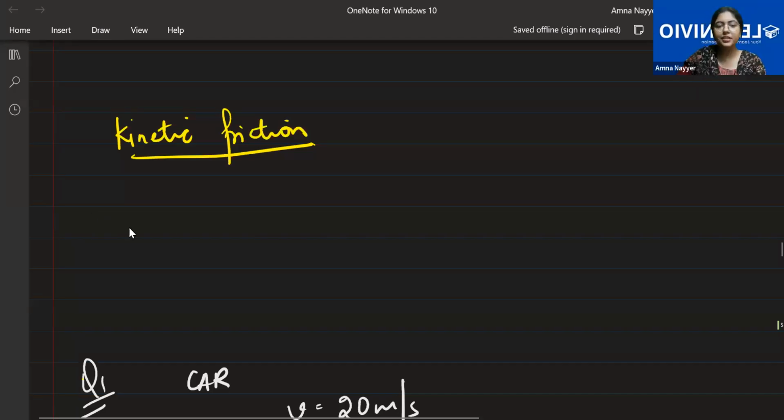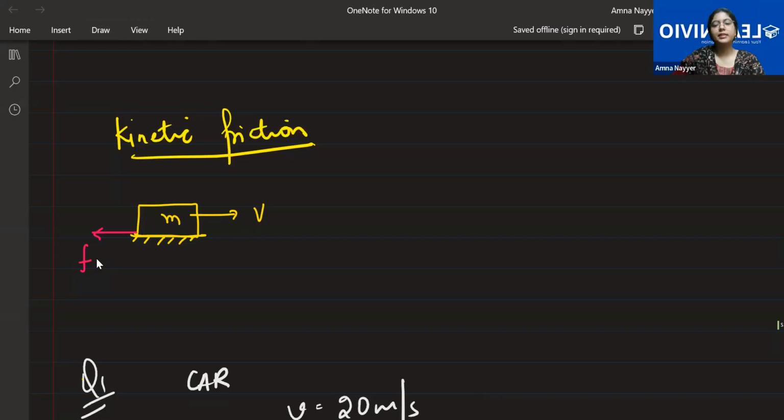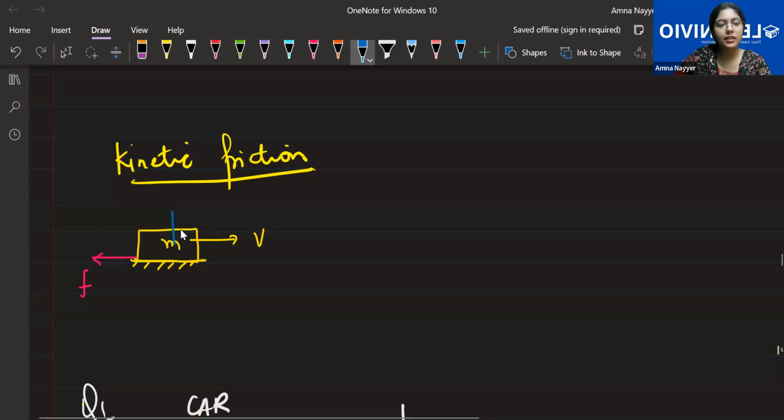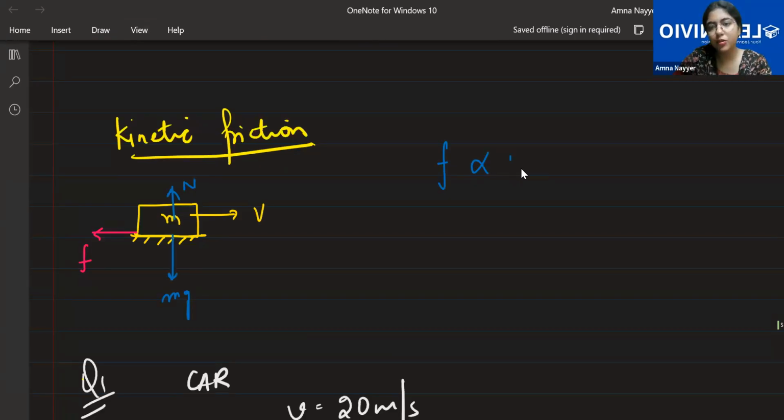Okay, see, for kinetic friction, same thing. It means the body has started to move. Okay, let's say there's a vehicle. It will be there on a rough surface only, but this body will be moving with a certain velocity. And here you will have the friction force, at the backside. Now the rest of the forces will be existing. Here you will have the normal reaction, here you will have mg. So friction force is directly proportional to normal reaction. The constant that comes is mu k into n.